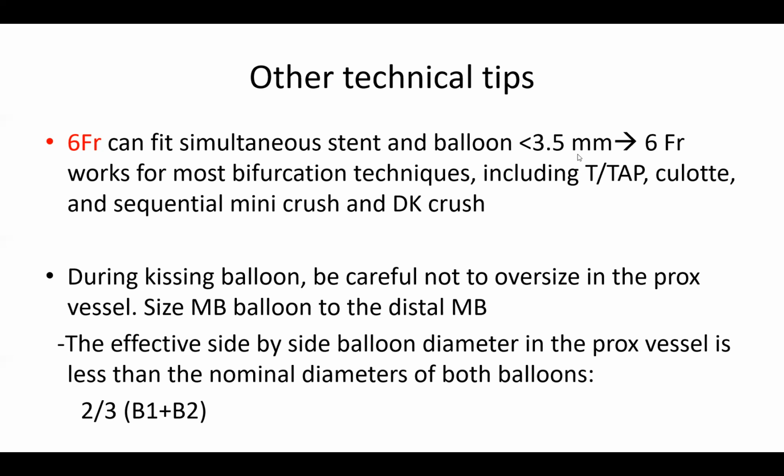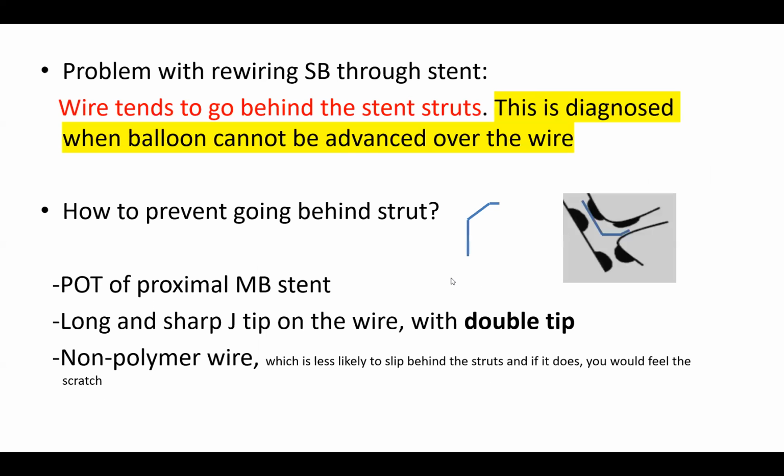You only need 7 French if you're bigger than that. If you're doing simultaneous stent and balloon bigger than that, such as in left main, it's probably better to go with 7 French in left main. Also, if you want to make your life easier, it's okay to go with 7 French because it will be less tight to advance and deploy a simultaneous stent balloon. But again, 6 French is appropriate for simultaneous stent balloon less than 3.5 millimeters.